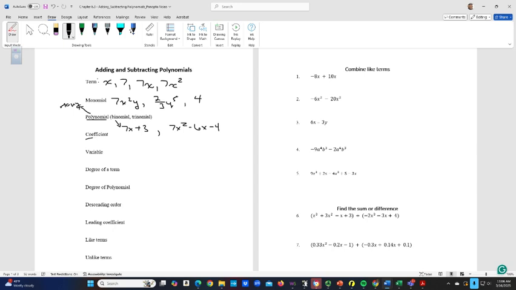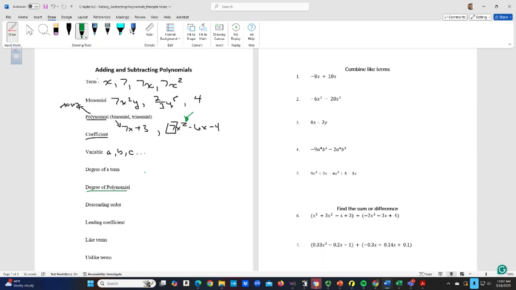A coefficient is just the number that's in front of the variable. The variable is the unknown value that we don't know, usually represented by letters like A, B, C, and so on and so forth. The degree of a term is to what power the term is raised, right? So if we were looking at this trinomial, we would say it has a degree of 2. That's the largest degree in the terms. So that's what answers that third one, the degree of a polynomial.